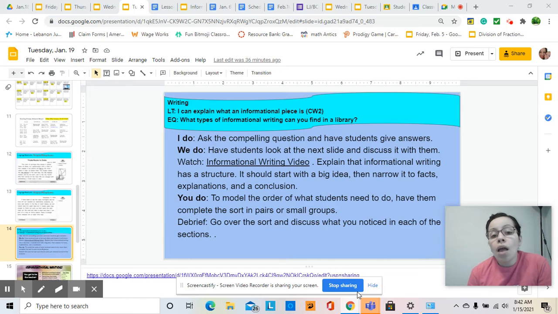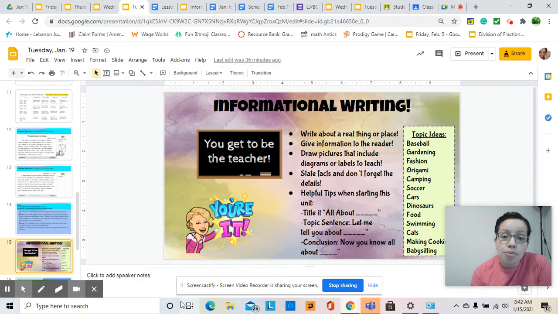So, what we are going to do today is look at the next slide on your presentation, and you can see what informational writing is. You write about a real thing or place, you give information to the reader, you draw pictures that may include diagrams or labels to teach. If it's a biography or an autobiography, some of those pictures may be from the past of the life of someone, right? You might state the facts and don't forget the details.